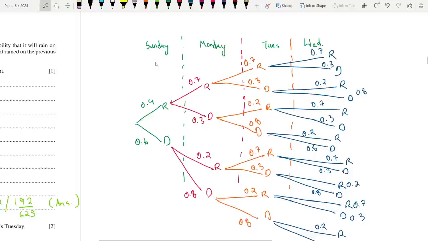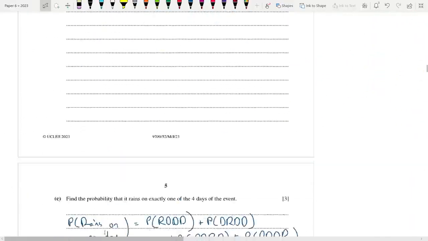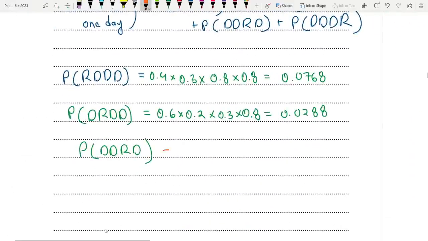Now, what was I looking for? I already did rained, did not rain, did not rain, did not rain, and also did not rain, rained, did not rain, did not rain. Now I'm going for the next one: D D R D, did not rain, did not rain, rained, and then did not rain again. So 0.6, 0.8, 0.2, 0.3, which gives 0.0288. Good.